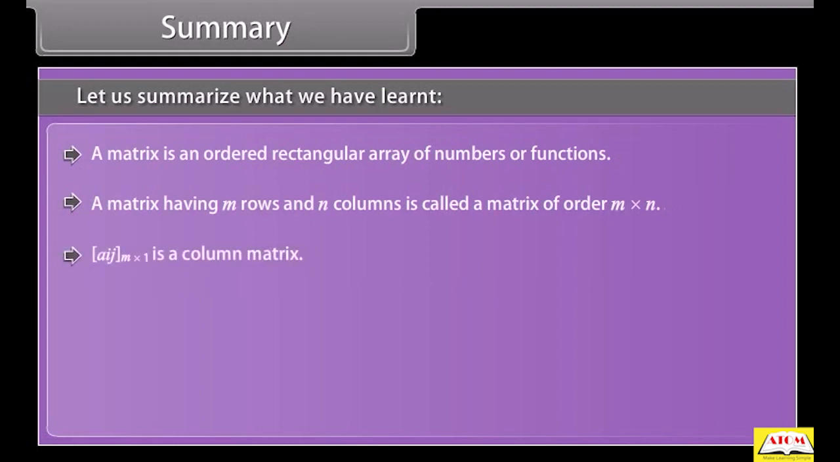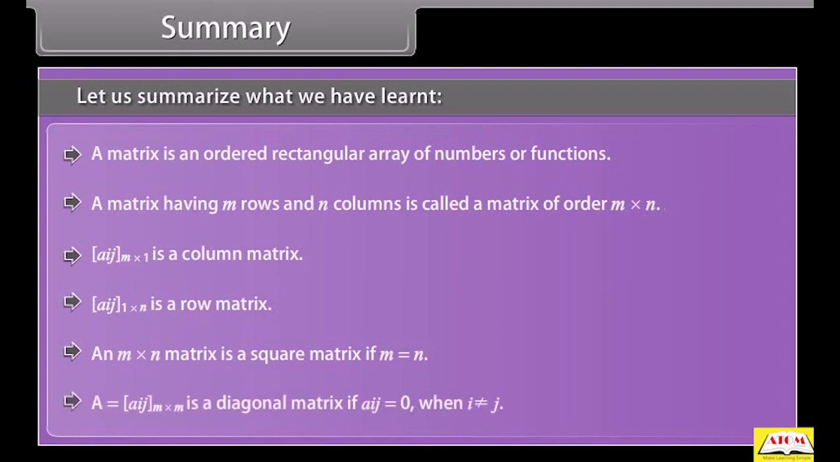A = [aij] m by 1 is a column matrix. A = [aij] 1 by n is a row matrix. An m by n matrix is a square matrix if m is equal to n. A = [aij] m by m is a diagonal matrix if aij is equal to 0 when i is not equal to j.